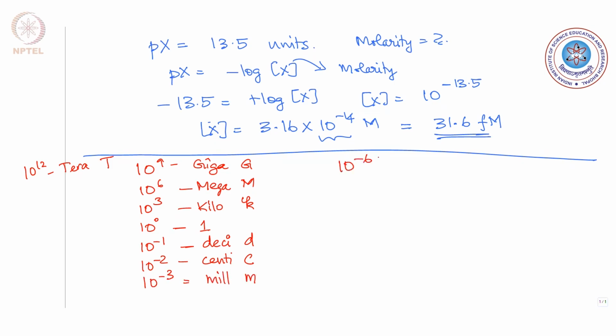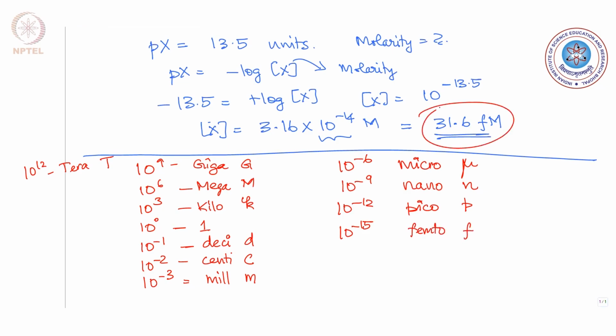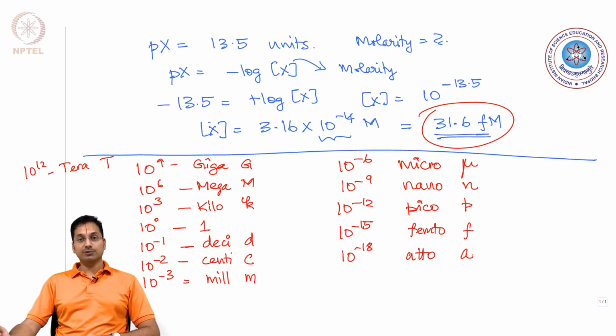10 power minus 6 then is micro, given the symbol mu. 10 power minus 9 gets the name nano, which goes with a small n. 10 power minus 12 goes with pico with a small p. 10 power minus 15 goes with femto, that is F, that is what we ended up getting in the current example, and 10 power minus 18 is atto, which goes with a small a. There are many other units that would end up coming, but these are the units that we might end up using most commonly and therefore has been introduced in this given example.